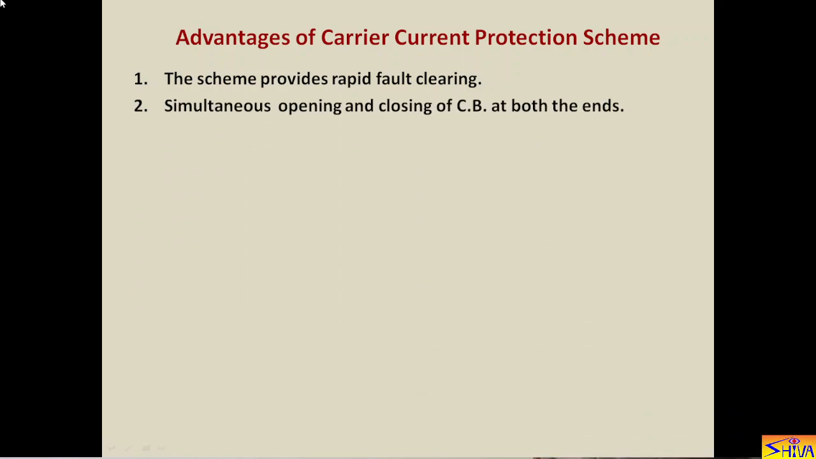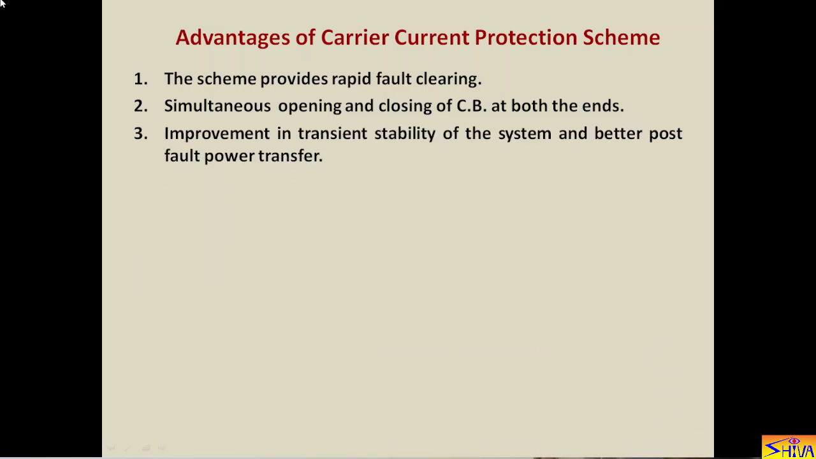Now let us see what are the advantages of carrier current protection scheme. The first advantage is the scheme provides rapid fault clearing. Second, there is simultaneous opening and closing of circuit breaker at both the ends. Now when there is rapid fault clearing and simultaneous opening of circuit breakers at both the ends, there is improvement in transient stability of the system and there is better post-fault power transfer.